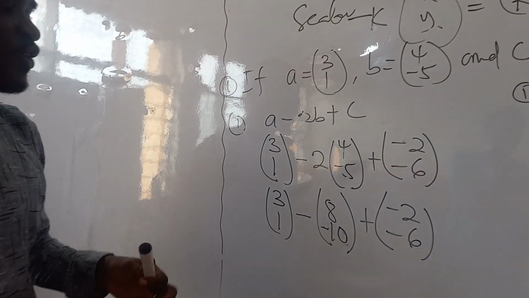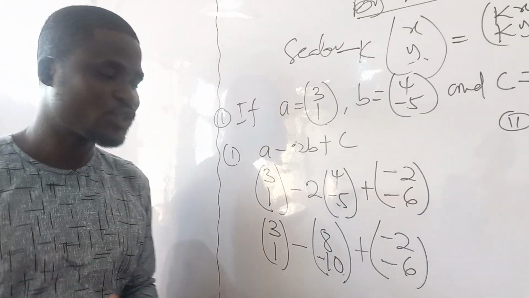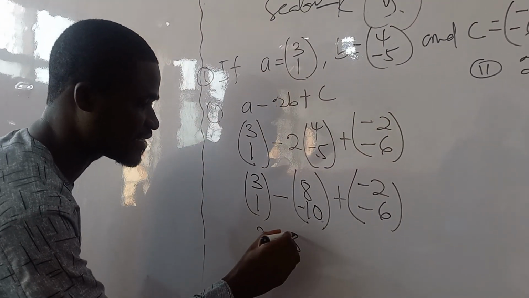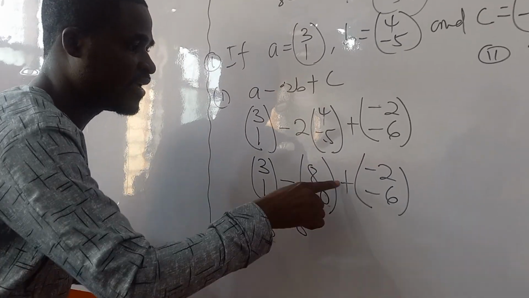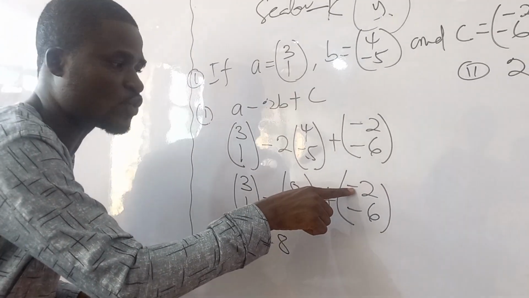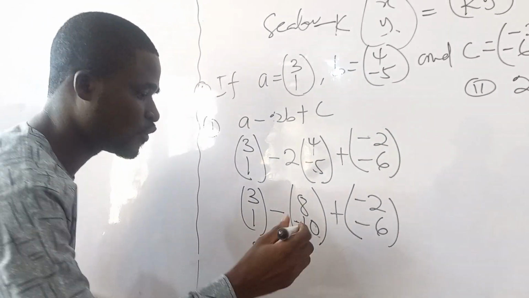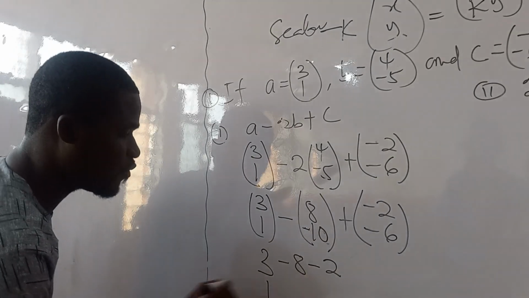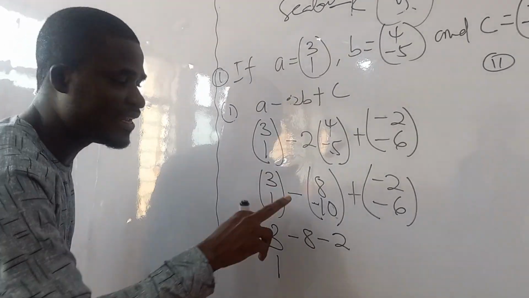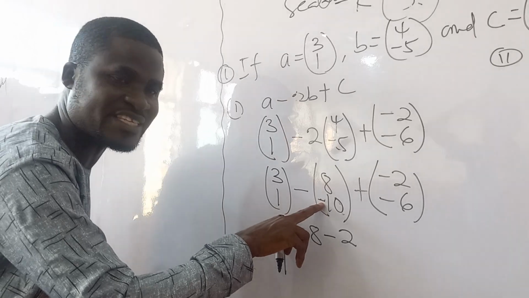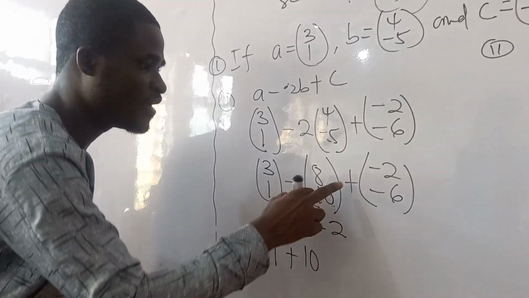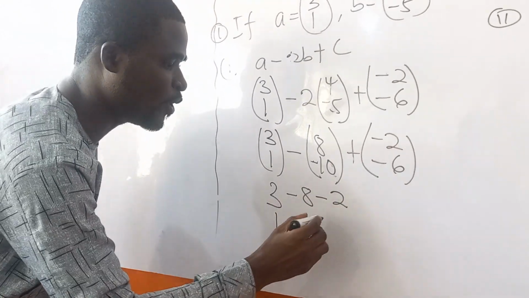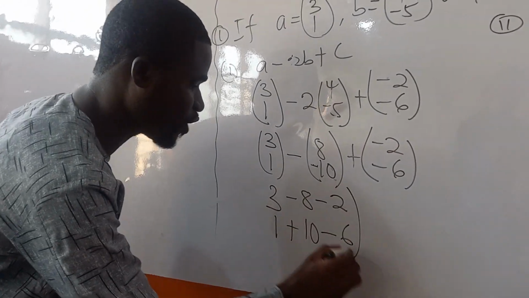Now when you are done, you put all in one bracket. So you're going to have 3 minus 8. Now take note here. Positive times negative is what? It's negative. So -2. Now we have 1. Take note here. Negative times negative is what? Positive. So plus 10. Positive times negative is negative. So -6. Put all in one bracket.